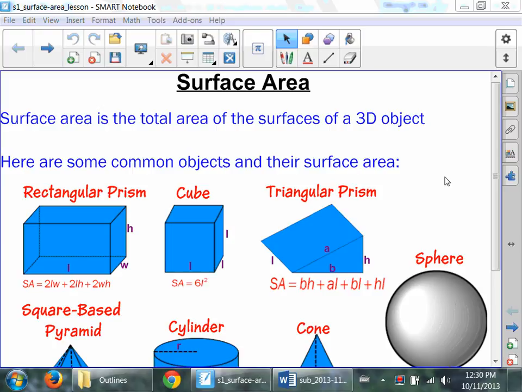Alright, grade 9s, today we're going to take a look at surface area. Surface area is the total area of all the surfaces of a 3D object. If you're thinking of how much paint you need to paint a dog house, we have to think about the surface area, because you need to cover each of the surfaces with paint. So, here are some common objects and their surface areas.